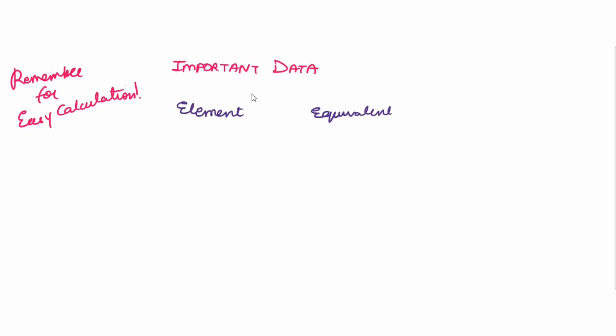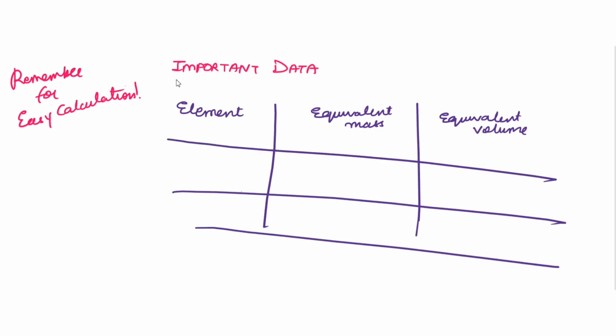Now here I give you an important tip, an important data, for you to remember for easy calculation. So here there are 3 columns: the element, the equivalent mass, the equivalent volume. This data you need to remember so that you can be quick in your calculations. So for 3 elements you need to know. First element, oxygen. Equivalent mass is 8. Equivalent volume is 5.6.